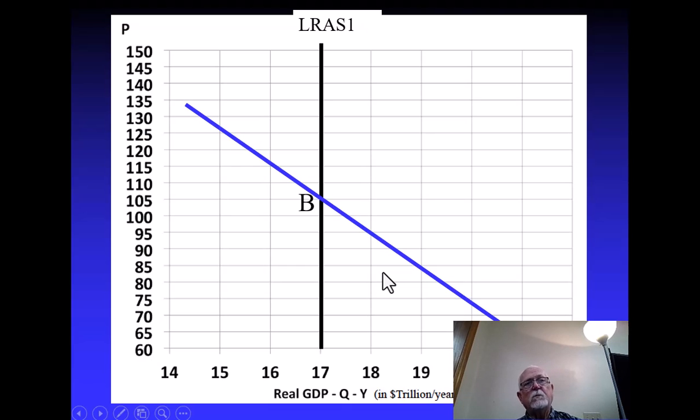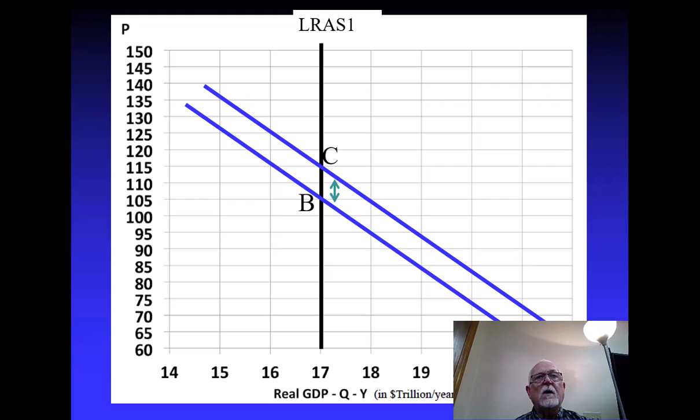So now we can put them together, them being the aggregate demand curve and the long run aggregate supply curve. And this in the long run determines the price level and the level of real GDP. Now, obviously, the level of GDP is already determined by other factors unless we have economic growth. So at this point, there's no economic growth.